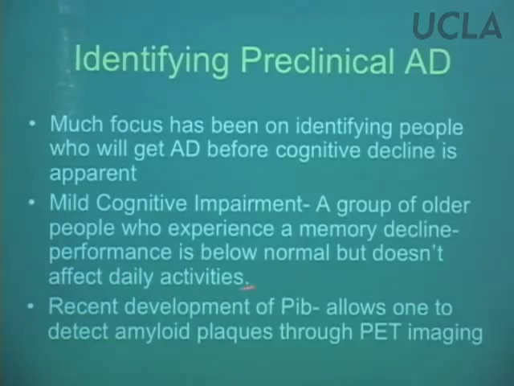There is a group called mild cognitive impairment. This is kind of a new category. These are older people who are starting to experience a memory decline. They notice something is a little wrong, and their performance is somewhat below what you'd expect for the normal age-related memory decline. But it isn't really affecting their daily activities, and they may not have additional cognitive problems. It can be fairly specific to a memory problem, but they come in and say, my memory, or their wife notices, my memory isn't as good as it used to be. I think there's a little something wrong.